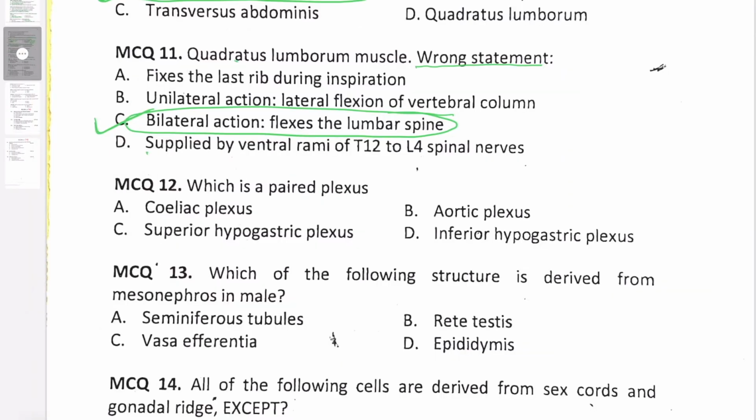Question number 12. Which is a paired plexus? Celiac plexus, aortic plexus, superior hypogastric plexus, inferior hypogastric plexus. Now this question is about the autonomic plexuses below the diaphragm. Just for your revision, remember that these plexuses are located along the abdominal aorta and its branches.